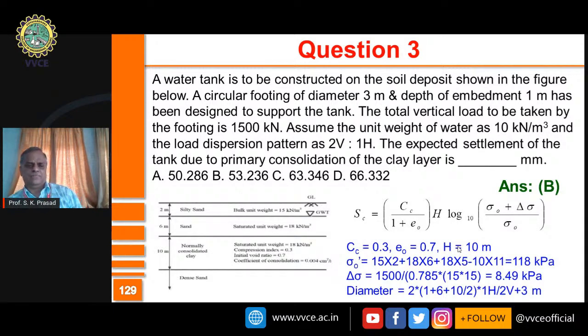E naught is the initial void ratio. Please note that initial void ratio is given. Basically, one thing you should understand is that top soil is silty sand for 2 meters. Below this, for 6 meters, you have sand. Sand is not going to experience consolidation. It's only clay soil, that too when it is fully saturated.